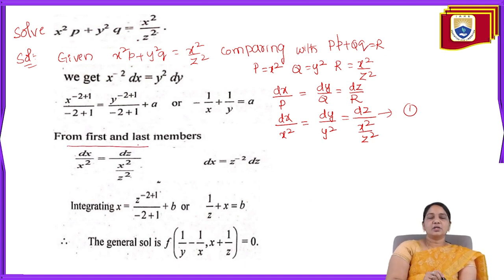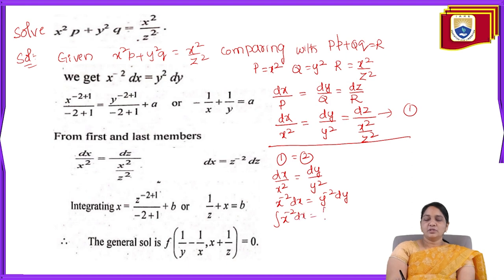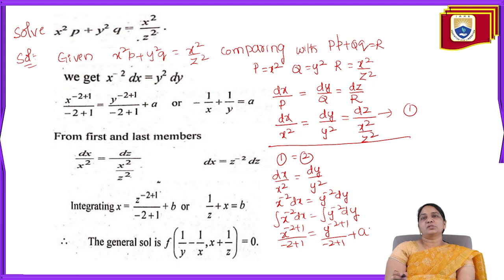First I am considering the first member and second member. What is the first member? dx by x square equal to dy by y square. So here I can do the direct integration. So, x power minus 2 dx equal to y power minus 2 dy. Now I am integrating: integral x power minus 2 dx equal to integral y power minus 2 dy. So, x power minus 2 plus 1 by minus 2 plus 1 equal to y power minus 2 plus 1 by minus 2 plus 1 plus some constant.